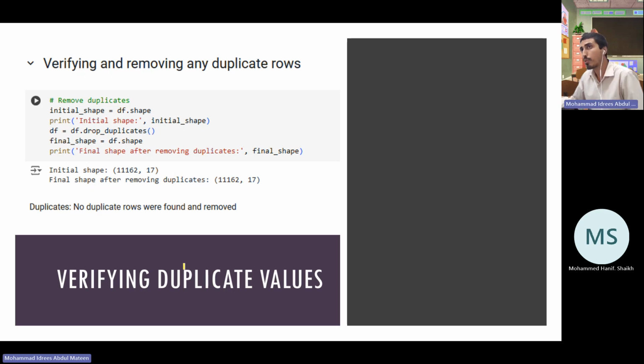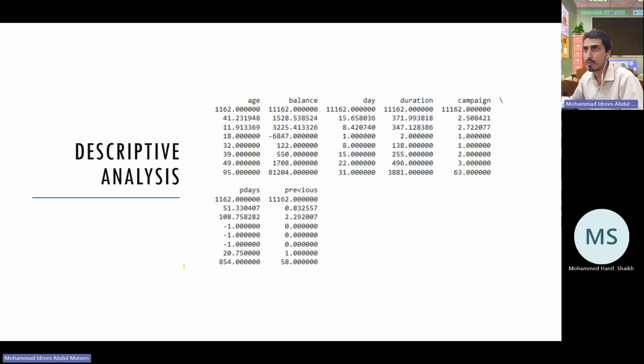And we want to identify whether there are duplicate rows or not. So we saw that there are no duplicate rows, because it's a part of pre-processing. First, we identify whether the missing values are there, then we identify whether the duplicate values are there or not. And this is the descriptive analysis that I have done.